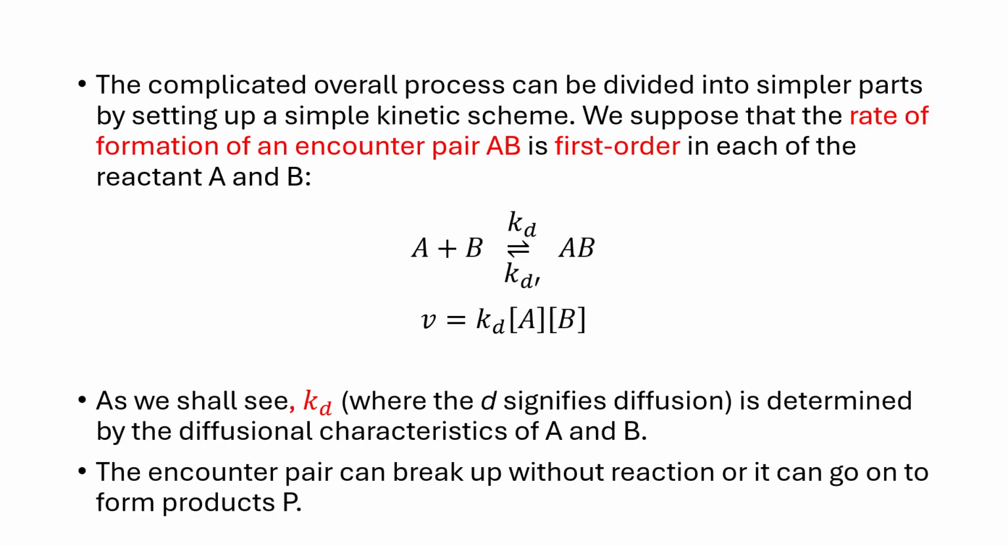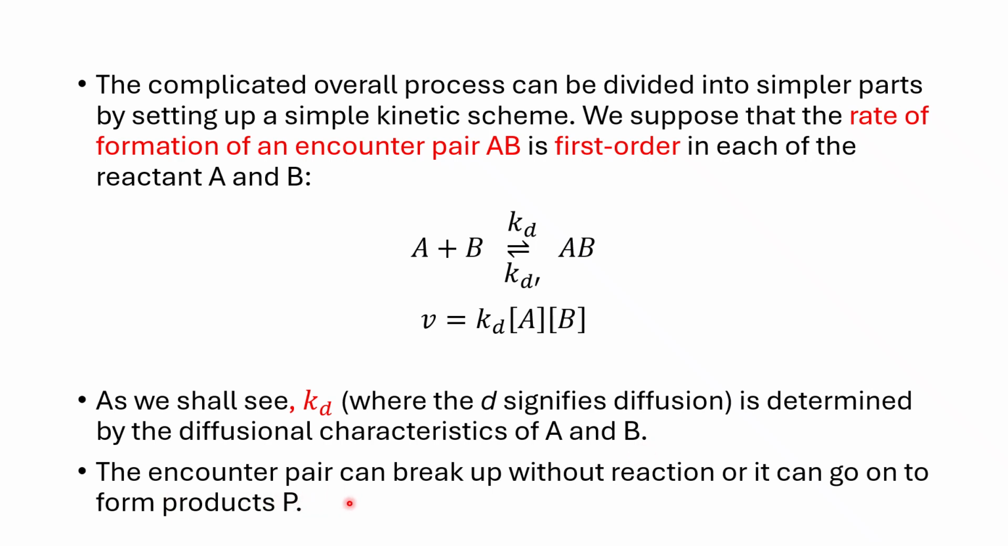If we have reactant A and reactant B dispersed in a solvent, the overall process can be divided into two simpler parts by setting up a simple kinetic scheme. We suppose that the rate of formation of this encounter pair AB is first order in each of the reactants A and B. Then we can write the rate equation as given here, where the Kd with the D signifying diffusion is determined by the diffusional characteristics of reactant A and reactant B.